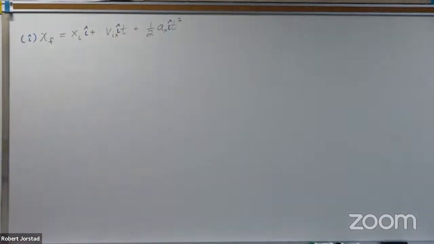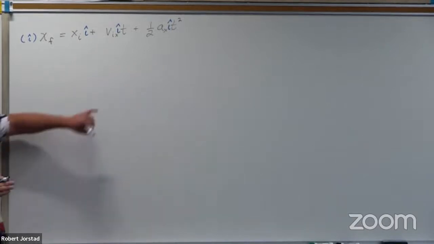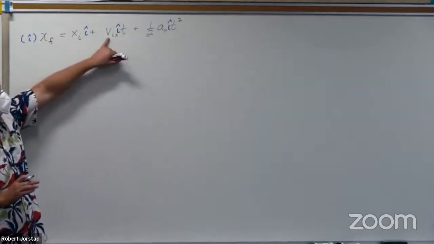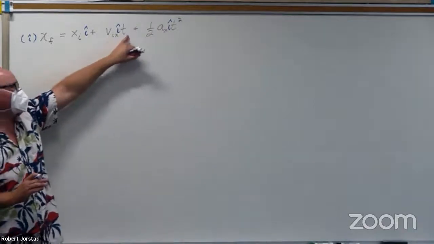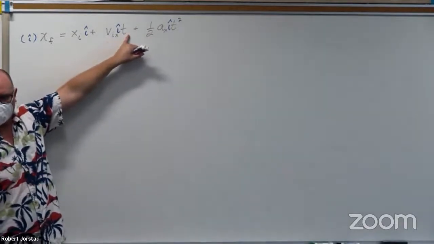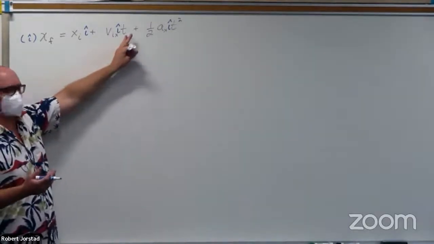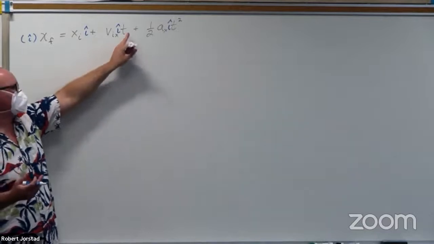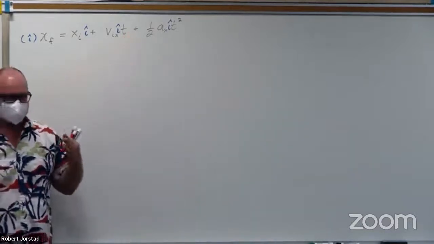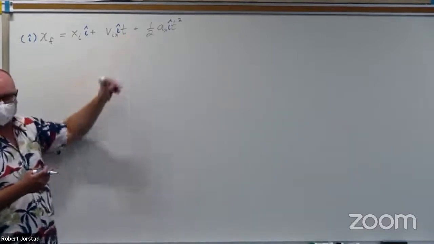Okay? Now I want you to think about this. Why did I put the I hat next to the V instead of after the T here? Why do you think I would have done that? The V is a vector and T is a scalar. Absolutely. The V is the vector and T is a scalar. Now, to be clear, we could have put it at the end, but I was just trying to emphasize why the I hat is here.